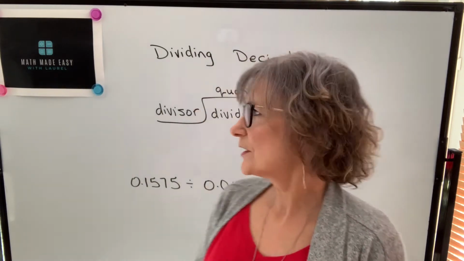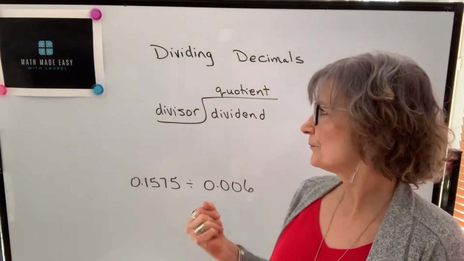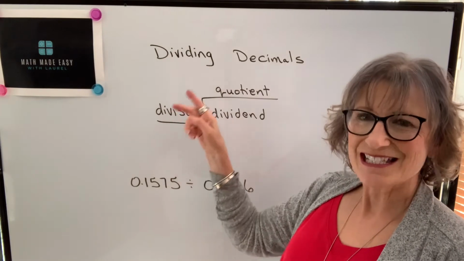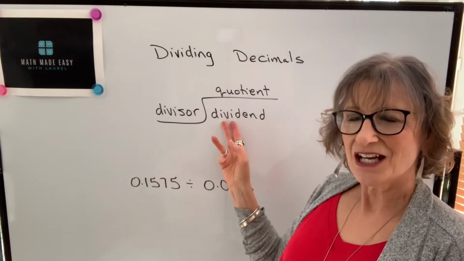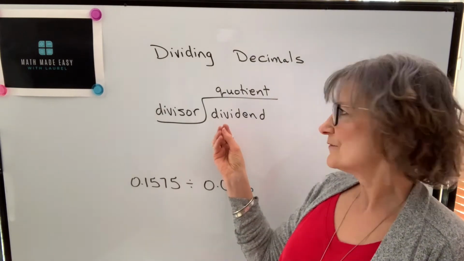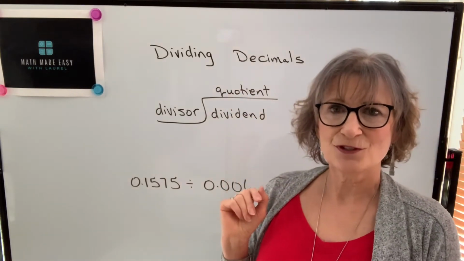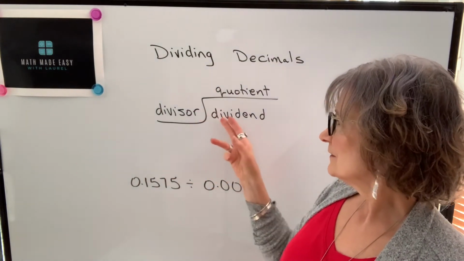So before we start, I just want to talk about the terminology because I will be using it when I'm talking. The number that divides into something else is called the divisor. The number that's being divided is called the dividend. And the answer or the result of that division is called the quotient. So when I use those words, you will understand what I'm referring to.